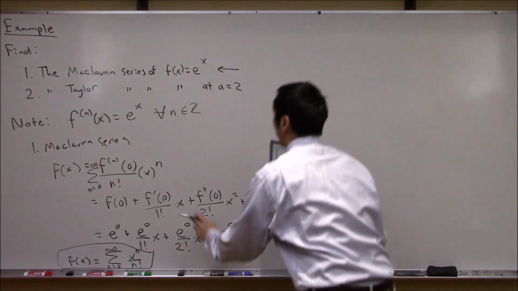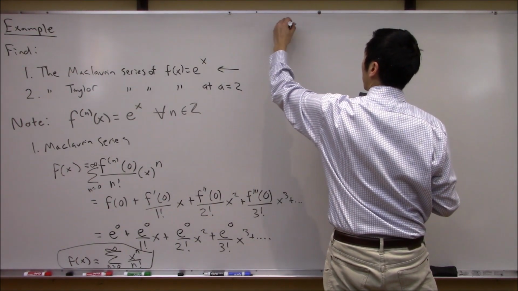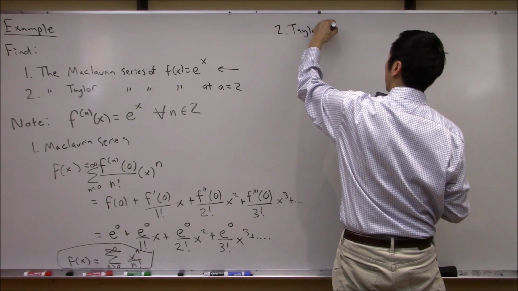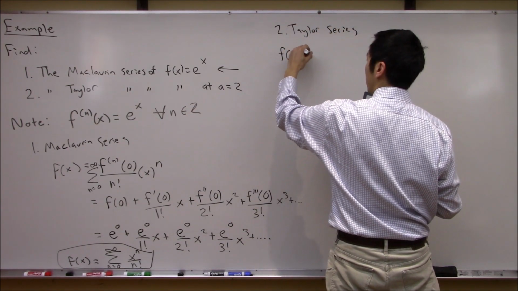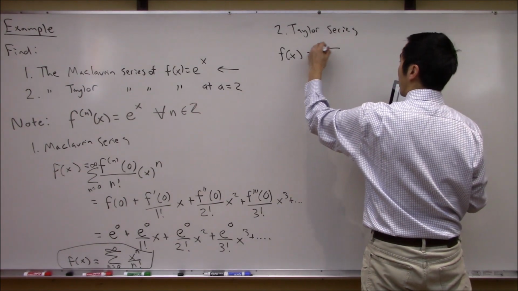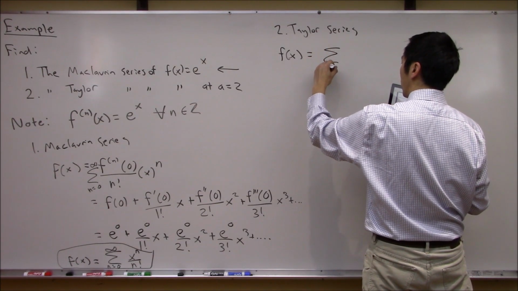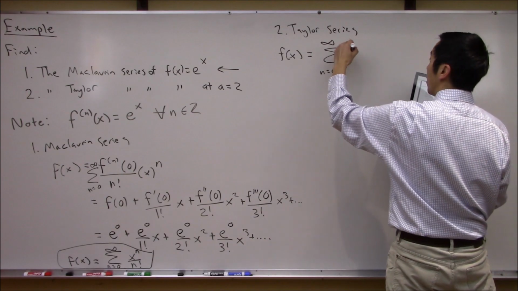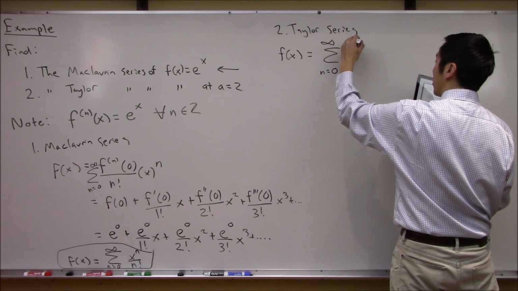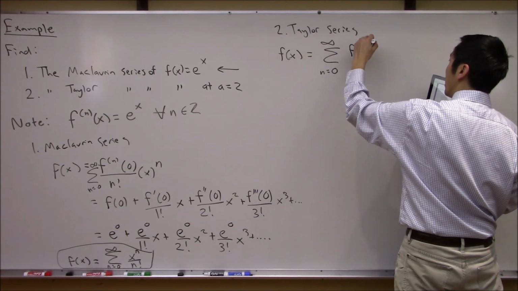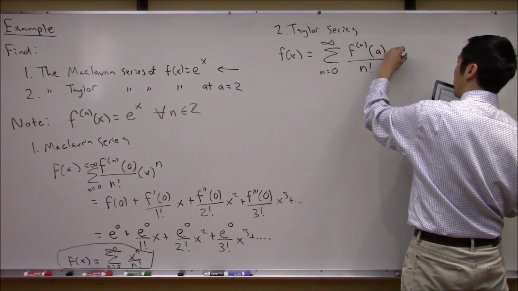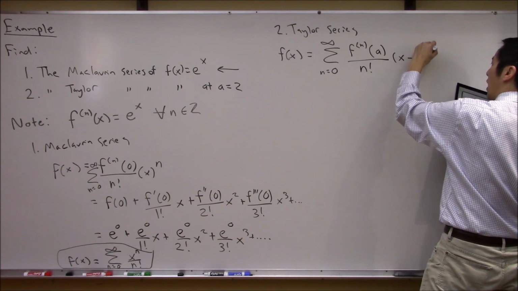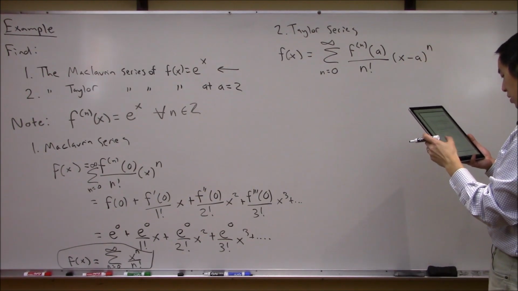Now let's do the exact same for the Taylor series. So 2. Let's go ahead and get the Taylor series. So again, just writing this out, we said the Taylor series of this thing was the sum from n equals 0 to infinity of the nth derivative of f, evaluated at the expansion point a, all over n factorial times x minus a to the nth power, right? That's what this looked like.